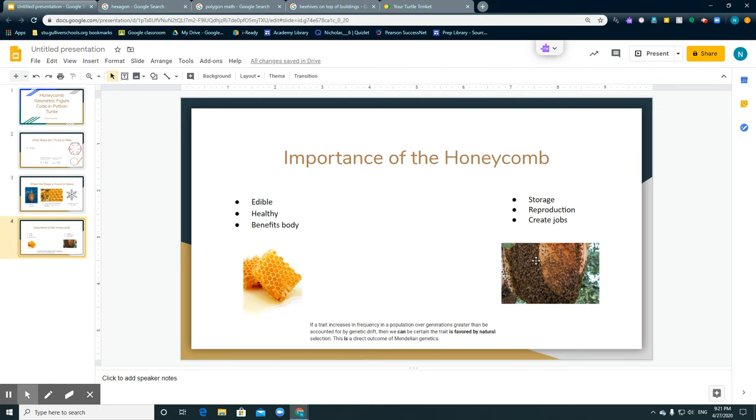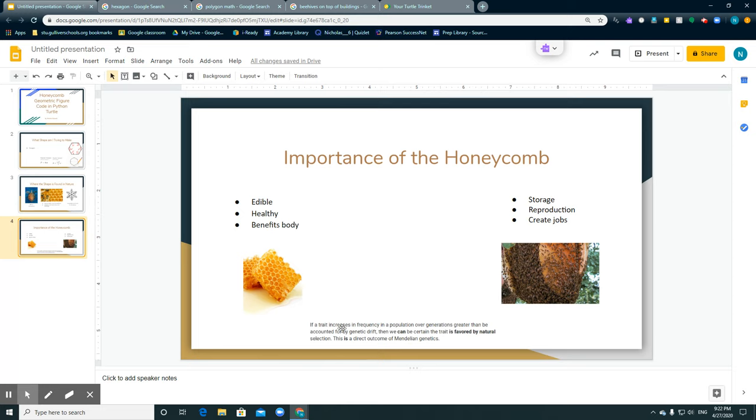Honeycombs in beehives are important for bees because they get to store their larvae and their honey in there. But not only are they important to bees, they're important to humans because they create jobs. Humans can sell the beehives, sell the bees, sell the honey, and they can also use the bees to pollinate their crops.